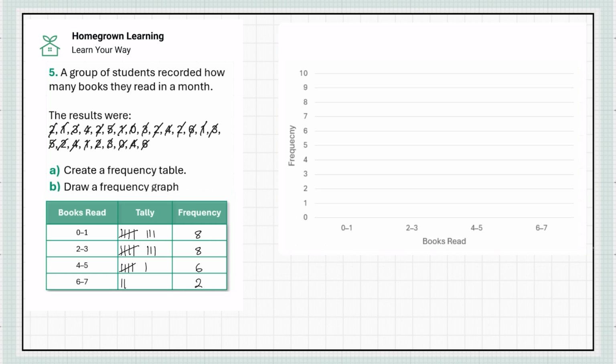What we need to do is plot each one of these values. So I'm going to do what I always do, which is I'm going to put a dot for each one, and then I will go back and create the columns for the histogram afterwards.